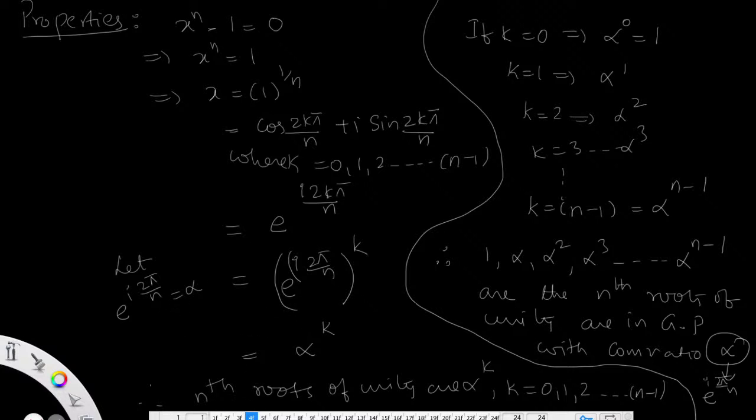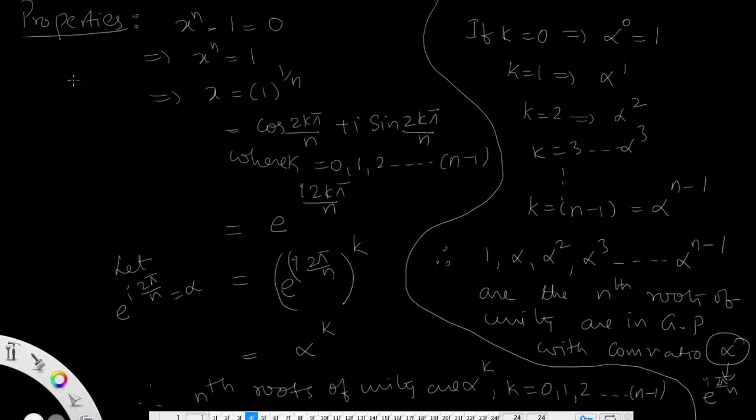Next I am writing the sum of the nth roots of unity and the product of the nth roots of unity. Already we learned for cube roots of unity that 1 plus omega plus omega square becomes 0, and omega cube equals 1, that is, the product of the roots equals 1. Here also, in the same way, we are deriving it. So we conclude that the nth roots of unity are in the form 1, alpha, alpha square, where the common ratio is e to the power of i 2 pi by n.